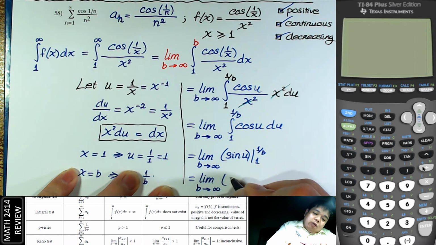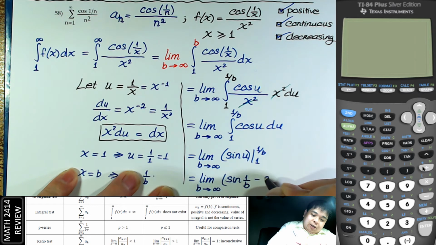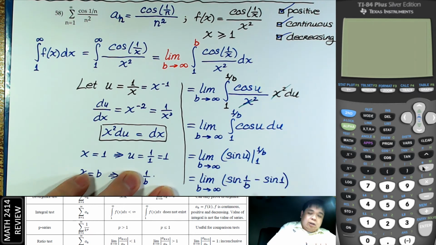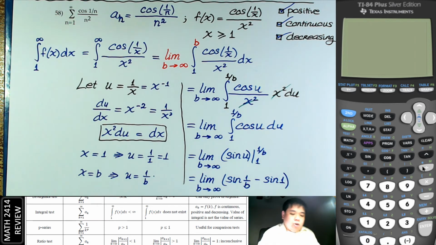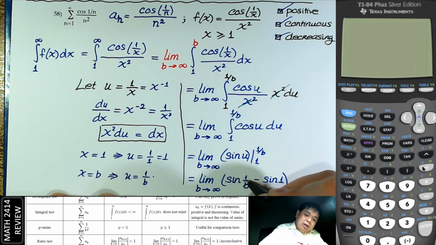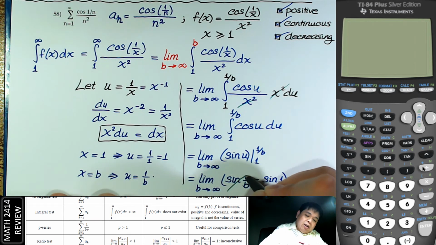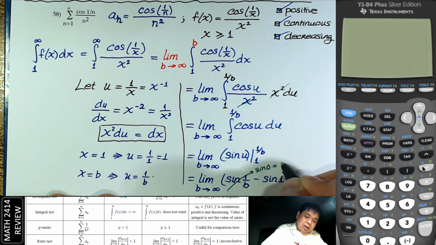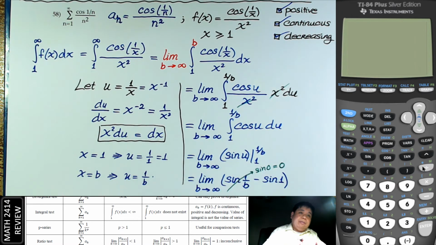Now we put 1 over b into it, and put 1 into it, and subtract. Now as b goes to infinity, sine of 1 over b, 1 over infinity is 0. So this approaches sine of 0, and sine of 0 is equal to 0.